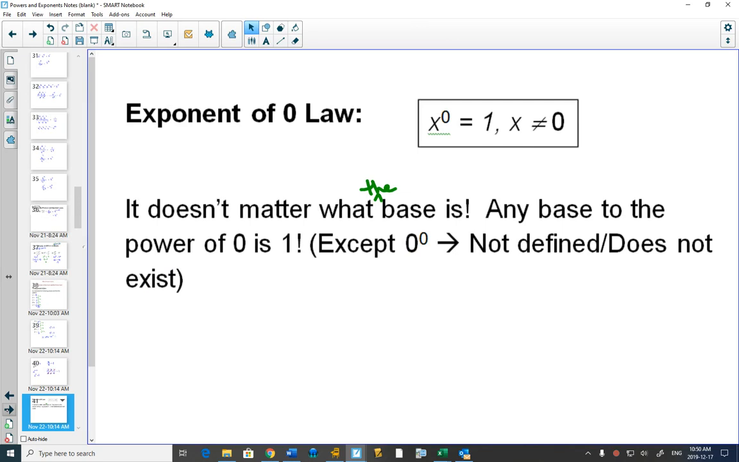So your exponent of 0 law says anything to the 0 is equal to 1 as long as you don't use 0. This one, if you type it into your calculator, doesn't exist. It gives you an error. But anything else to the 0 is equal to 1. It doesn't matter what the base is. Any base to the power of 0 is equal to 1. Okay.